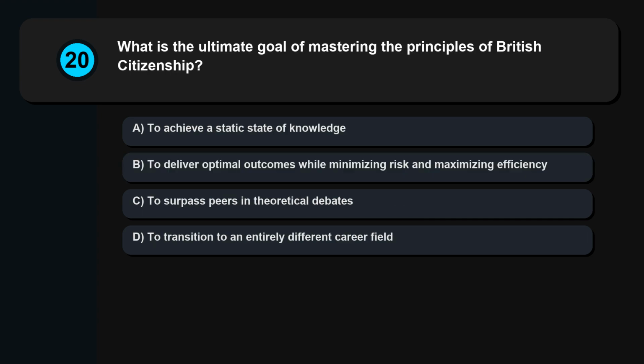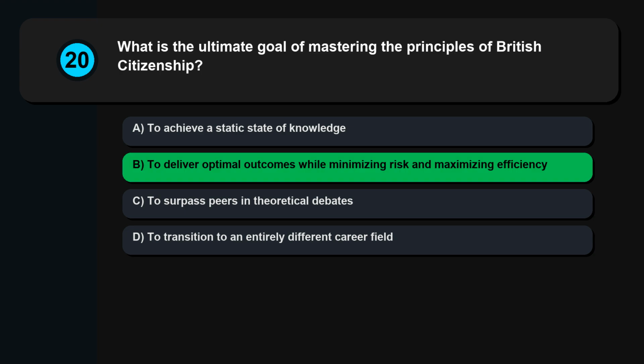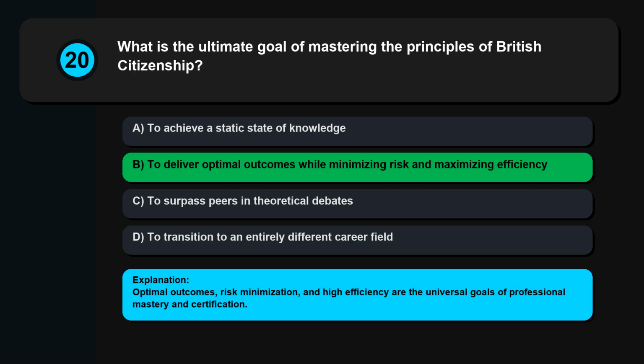Question 20. What is the ultimate goal of mastering the principles of British citizenship? To achieve a static state of knowledge, to deliver optimal outcomes while minimizing risk and maximizing efficiency, to surpass peers in theoretical debates, to transition to an entirely different career field. Optimal outcomes, risk minimization, and high efficiency are the universal goals of professional mastery and certification.